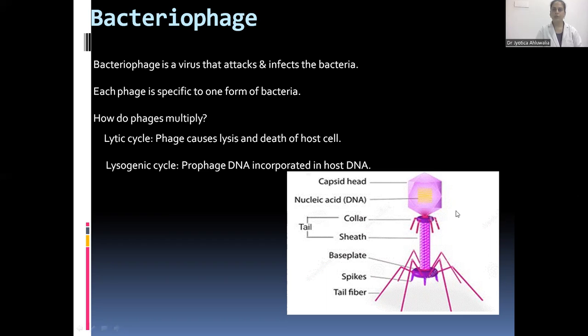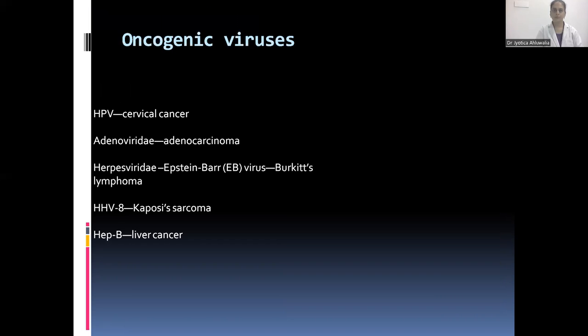The structure is complex with a head, then a tail. It includes the collar and the sheath, while the base plate contains spikes or the tail fibers, which get adhered to the host cell.